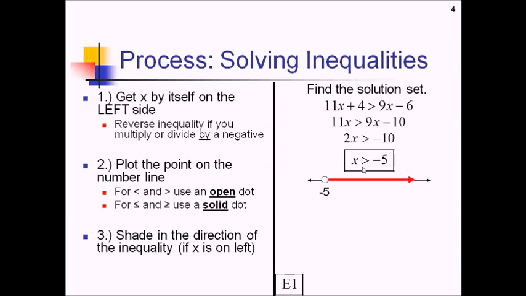Now, if you think about this, what this is actually saying, this is saying our solution is all the x values that are greater than or to the right of negative 5. And that is everything we shaded here.